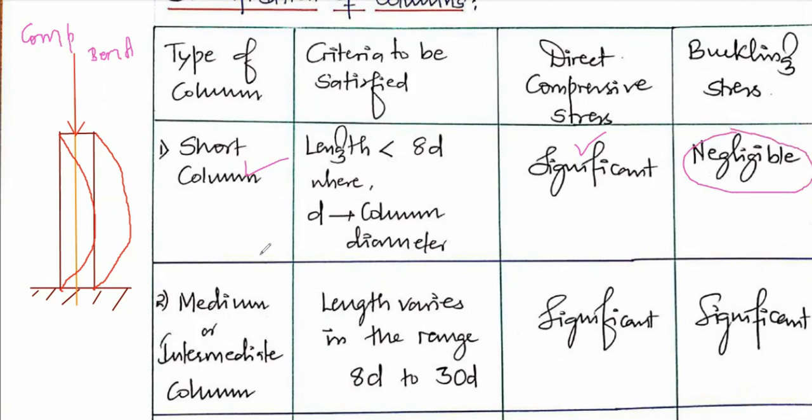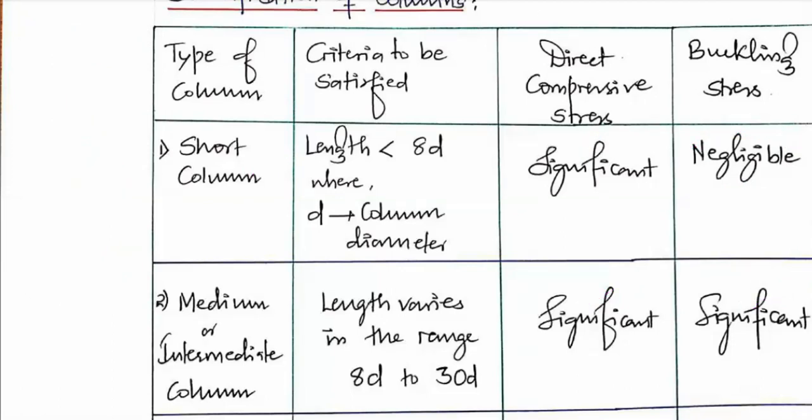Next, if I consider the same thing as a case of medium or intermediate column, then for this kind of column, both are significant. Both are going to have an almost equal contribution, and we need to consider both of them. In the first case, since the buckling stress is negligible, you can neglect it, and for a short column, you can only consider the direct compressive stress as the stress coming on the vertical beam or column.